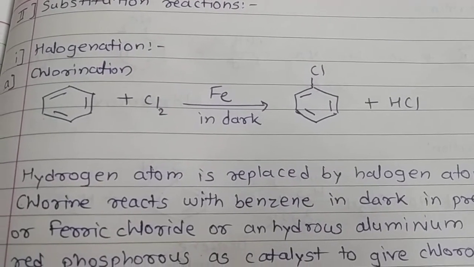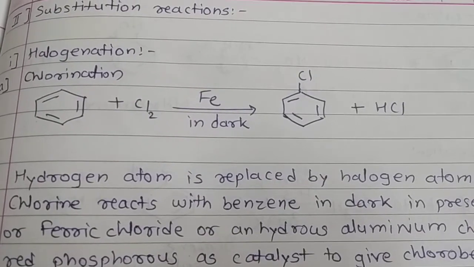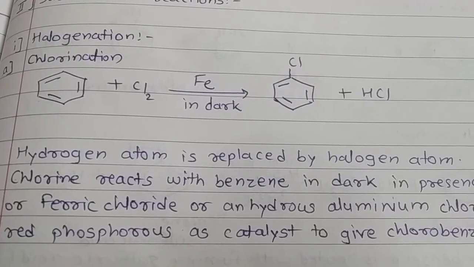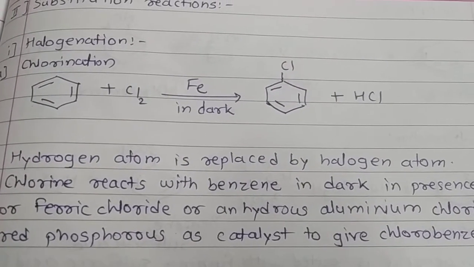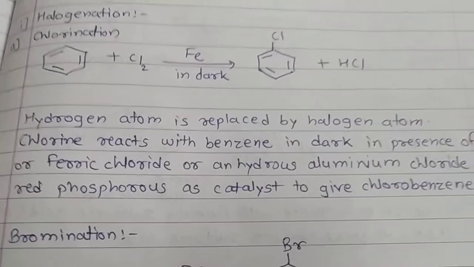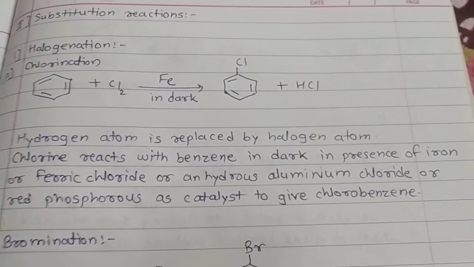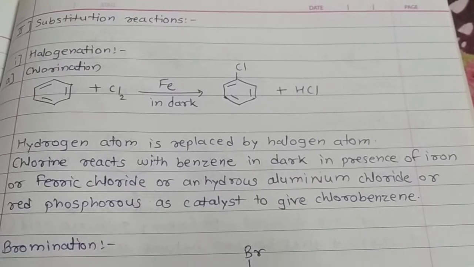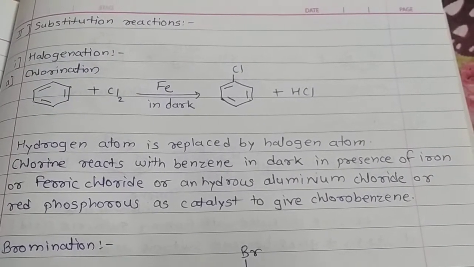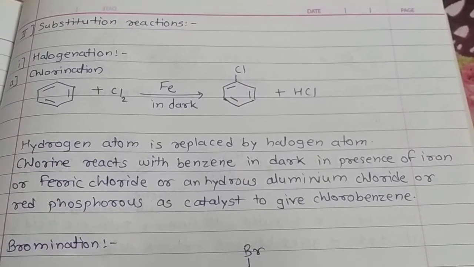Chlorine acts as electrophile here. Electrophile means electron deficient species, and benzene is electron rich. So chlorine in the presence of iron in dark will give chlorobenzene, and HCl will be the byproduct. So a hydrogen atom is replaced by a halogen atom. Chlorine reacts with benzene in dark in the presence of iron or ferric chloride, that is FeCl3, or anhydrous aluminum chloride, that is AlCl3, or red phosphorus as catalyst to give chlorobenzene.